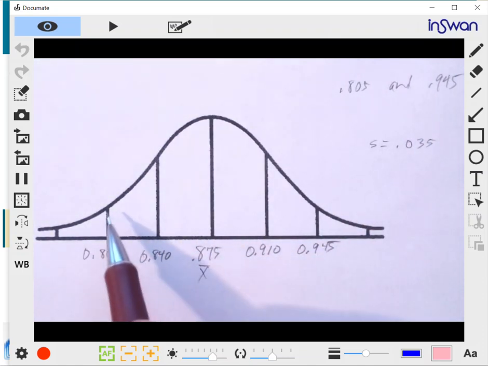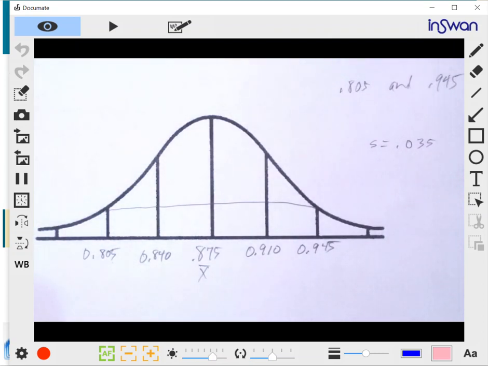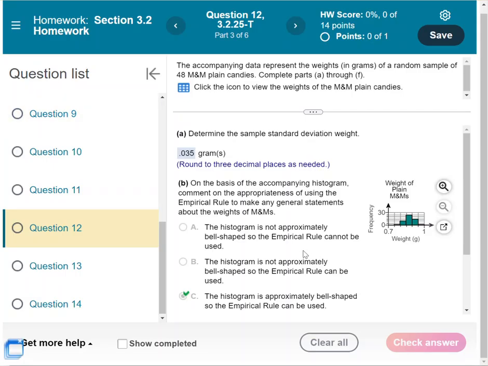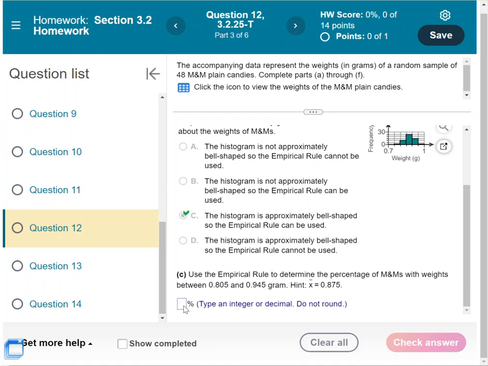And so you can see it had asked what percentage of the data is between these two numbers. Well, that's within 2 standard deviations, and we know that's 95% of the data according to the empirical rule. So let's go ahead and put that in.